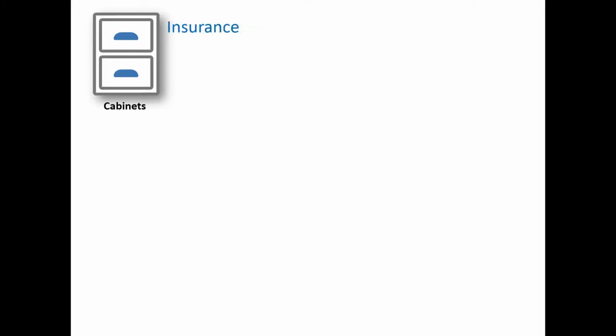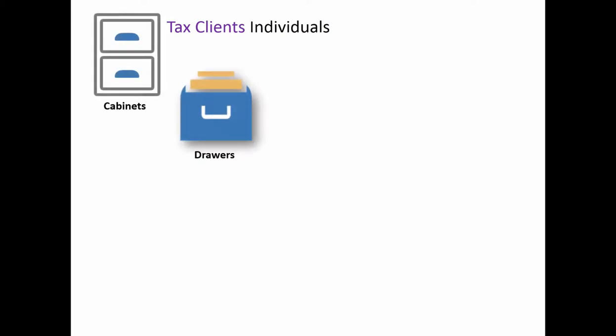The name of the cabinet connotes its function or its purpose. So, for example, if this were a tax client individual cabinet, then the drawers inside would be the individual clients. If this were an HR cabinet, then each drawer would represent a different employee. If this were a vendor's cabinet, each drawer would be a different vendor. Best practice for electronic document management is to have each person have his or her own drawer. Physically, that would be very hard to do, but electronically, that is best practice.